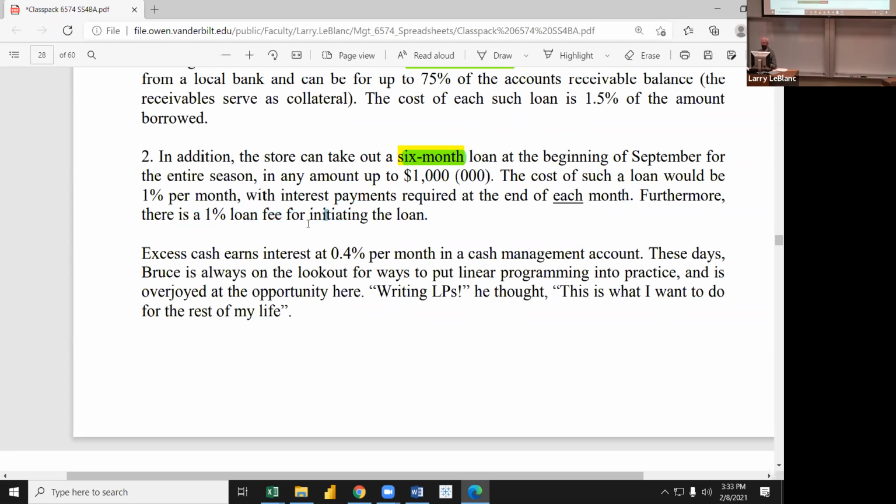How much money shall we borrow from the big loan, the 6-month loan? How much money shall we borrow in September for 1 month? How much shall we borrow in October for 1 month? November for 1 month? And so forth. Excess cash in our money market earns 0.4% per month.